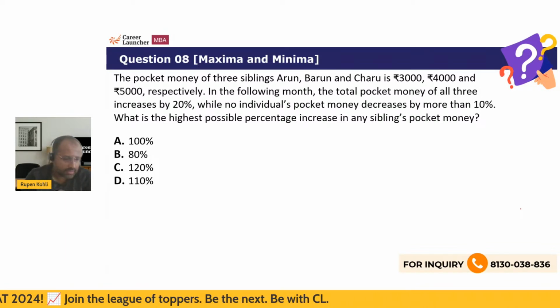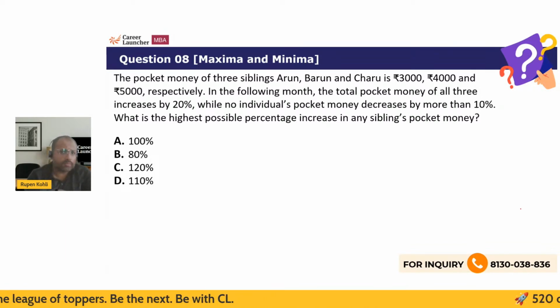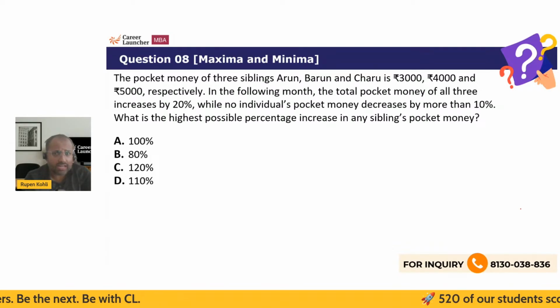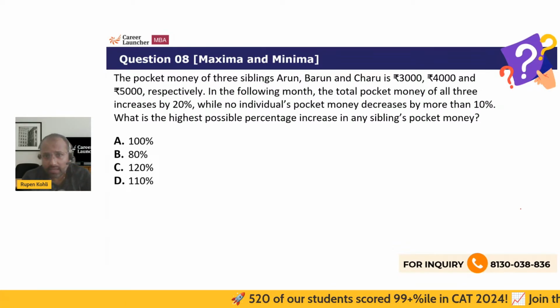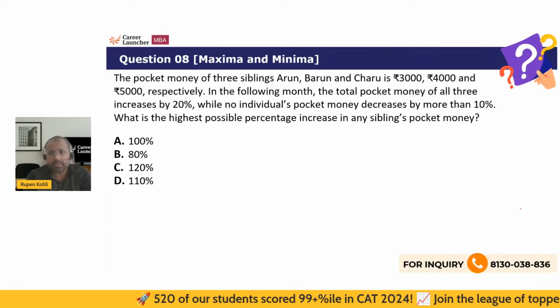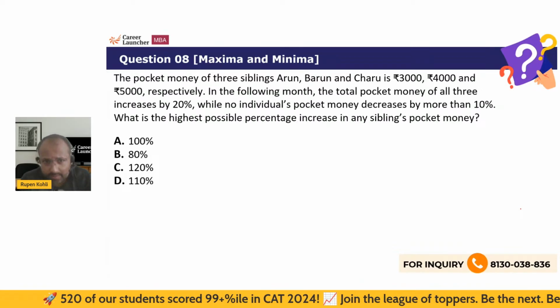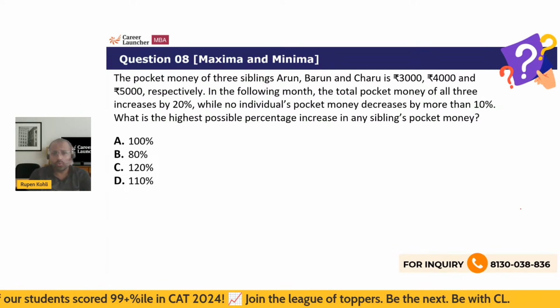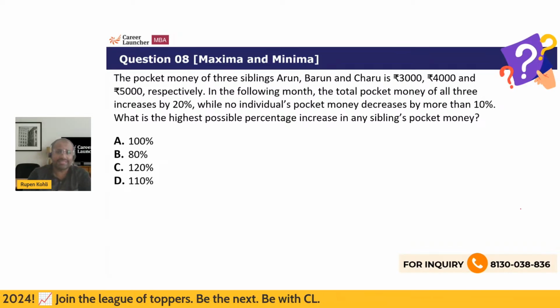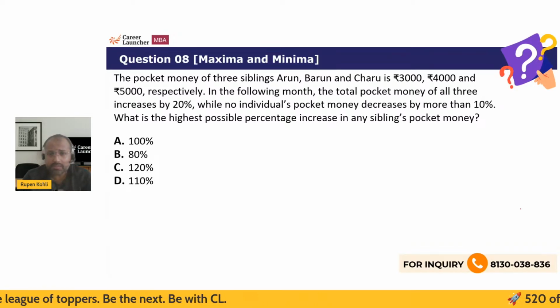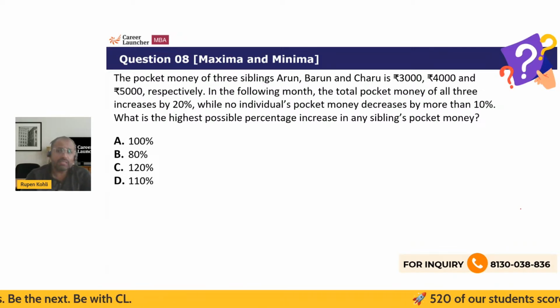All right, let's see. The pocket money of three siblings, Arun, Varun, and Charu, is 3, 4, and 5,000 respectively. In the following month, the total pocket money of all three increases by 20%, while no individual's pocket money decreases by more than 10%. What is the highest possible percentage increase in any sibling's pocket money?